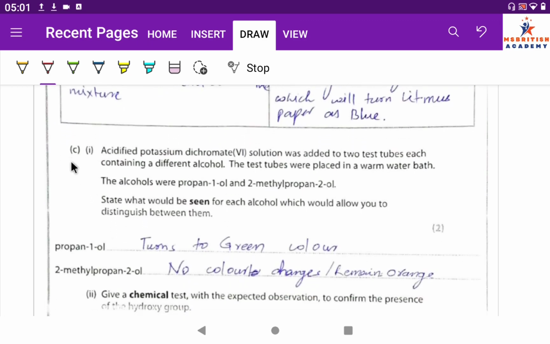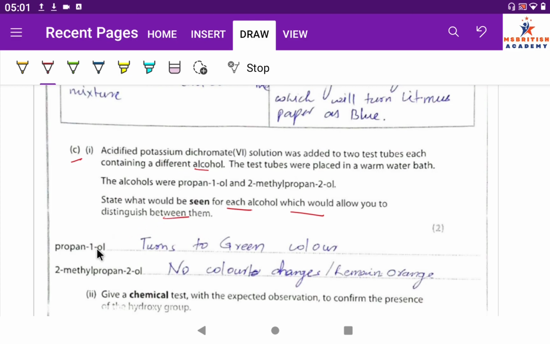Now the C part 1, acidified potassium dichromate, oxidation number 6, solution was added to 2 test tubes, each containing a different alcohol. The test tubes were placed in a warm water bath. The alcohols were propan-1-ol and 2-methylpropan-2-ol. State what would be seen for each alcohol which would allow you to distinguish between them.